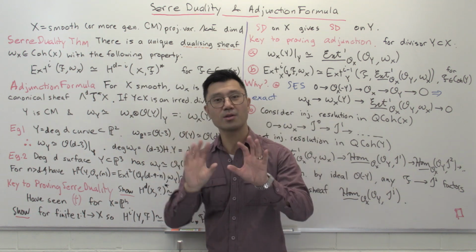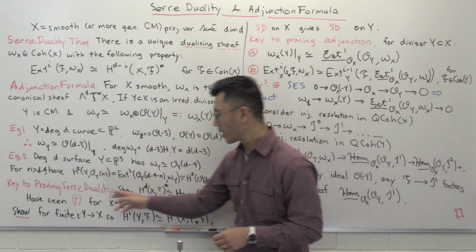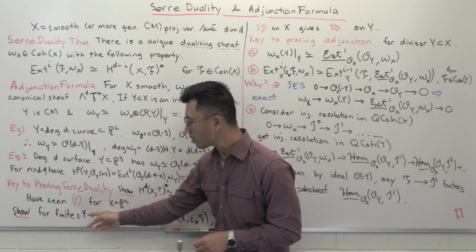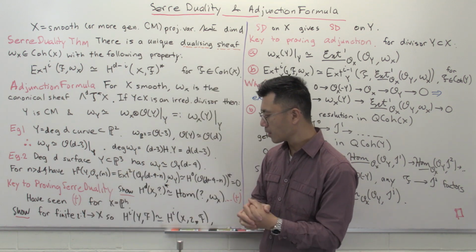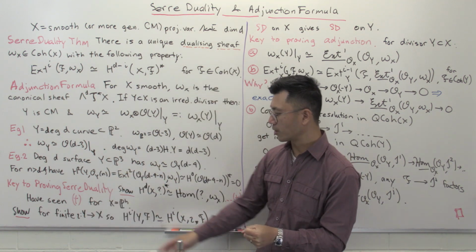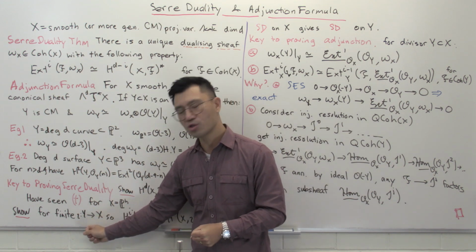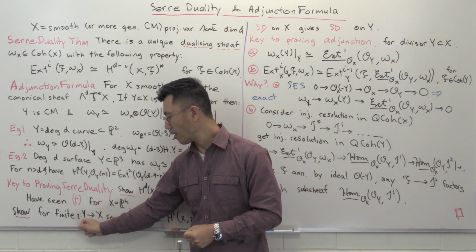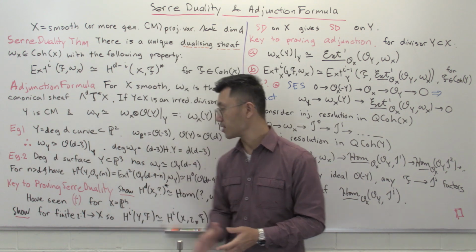So the last thing I want to do in this video is to show this basic idea. How does this work? This is part of the proof of Serre duality. I want to show you how it works in the special case where this finite map is just the inclusion of an irreducible divisor Y, a Cartier divisor, inside this X.